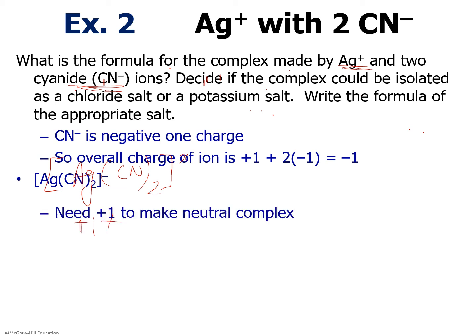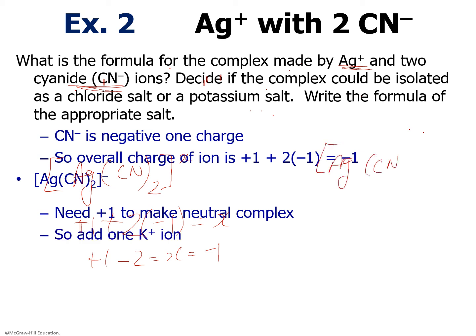What is cyanide? Cyanide is CN minus, and I have two of those, so 2 times minus 1. So what is the total charge equal to? That is X. Total charge is equal to whatever the charge of the ion is, right? So that gives me plus 1, negative 2 is X, which is equal to negative 1, which means my formula for the complex ion is Ag(CN)2 negative 1.